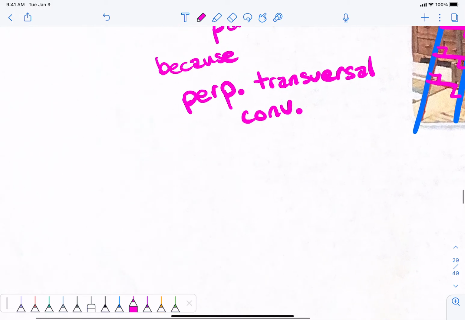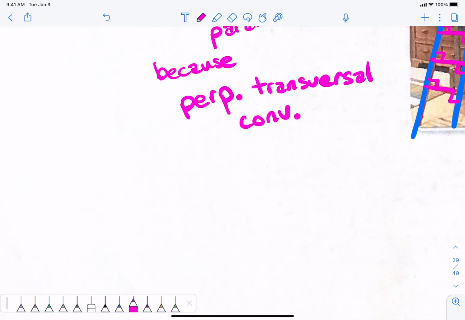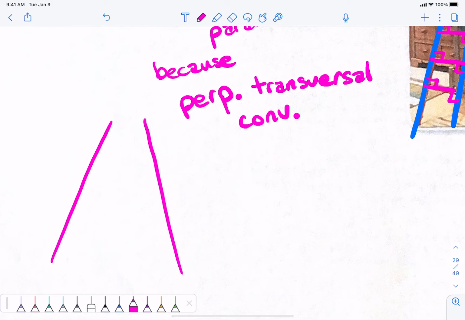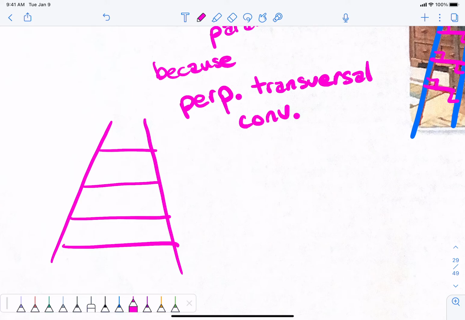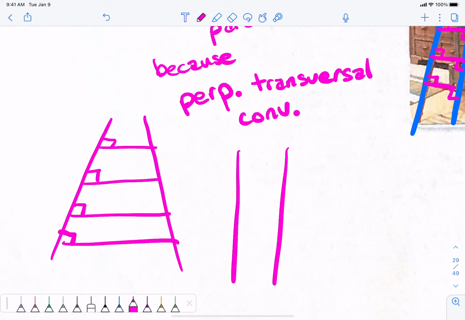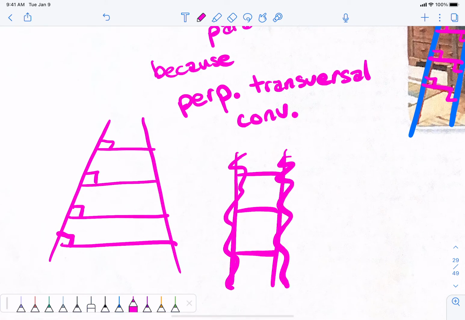Okay, but hold on. Here's the deal. The ladder that you're probably thinking of is a ladder that maybe looks like this, right? And the rungs are going this way, right? But if that's the case, are those perpendicular? No, they're not making a 90-degree angle, right? So they're saying if they're making a 90-degree angle, there's no possible way that these two cannot be parallel.